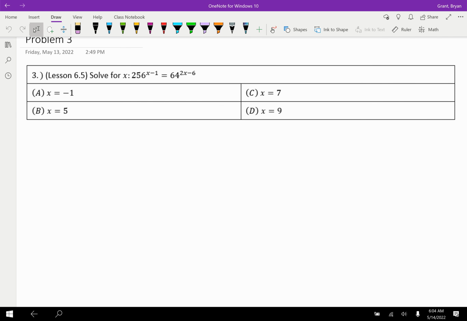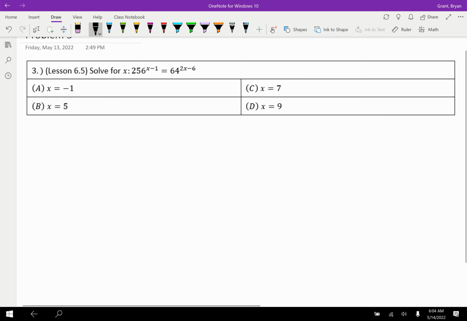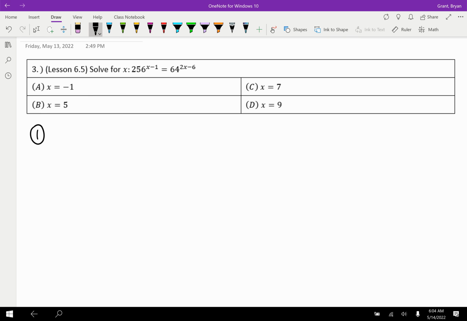We're on to Problem 3, and we are looking to solve for x. Problem 2 is very similar to this. They both come from Lesson 6.5, and I'll remind you of the two steps that we're going to accomplish. Our first step is we need to make the bases, which are those big numbers, equal.